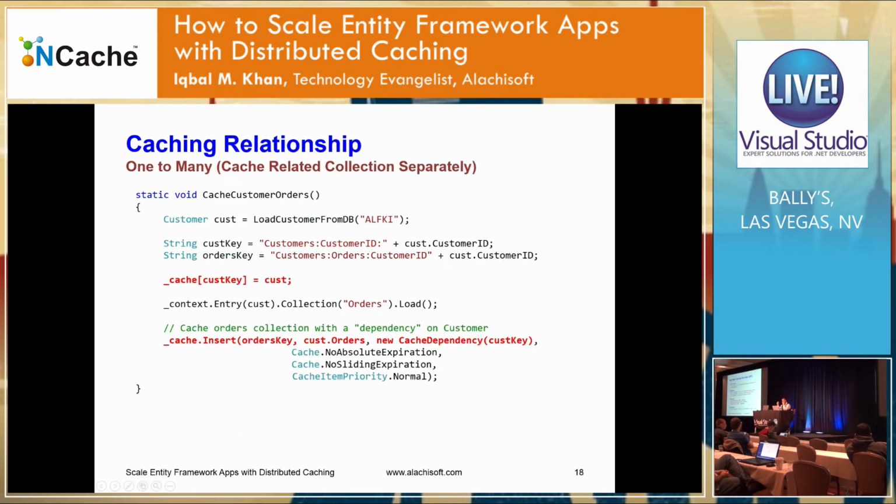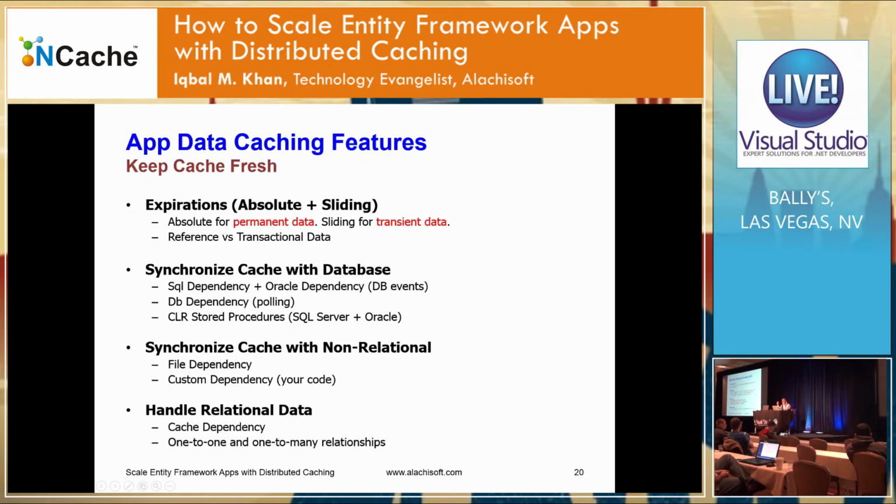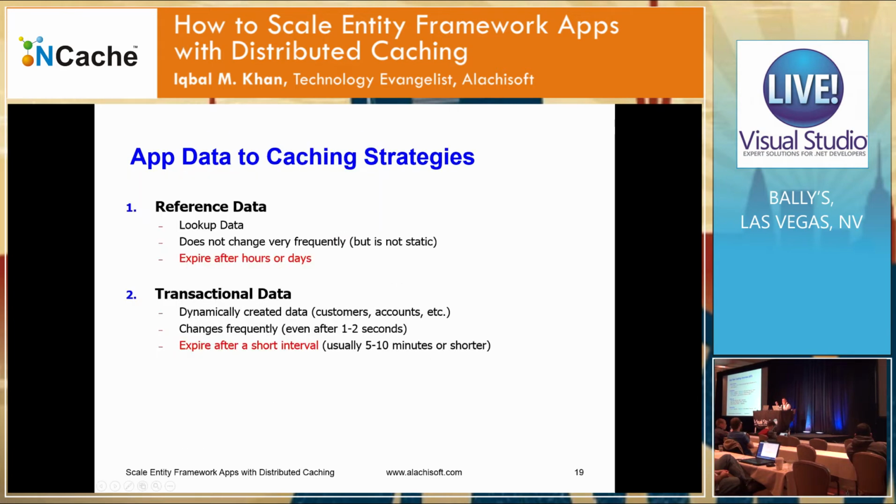I'll come back to this, but let me go into some of the stuff that is actual caching stuff. So when you're caching, there are two types of data that you cache. One is reference data, which does not change very frequently, but it does change. It's not read-only data. You can cache it without worrying about it going stale for hours, maybe days. The other is transactional data that I talked about.